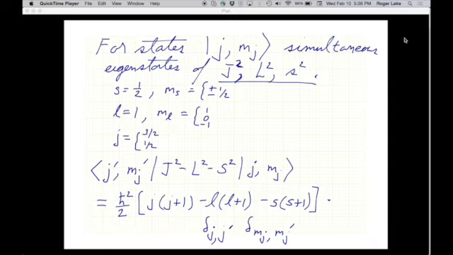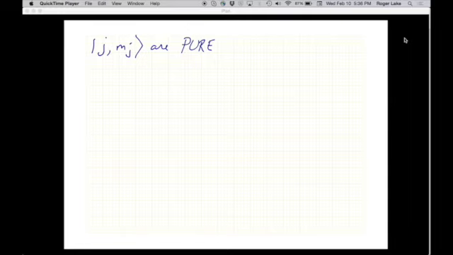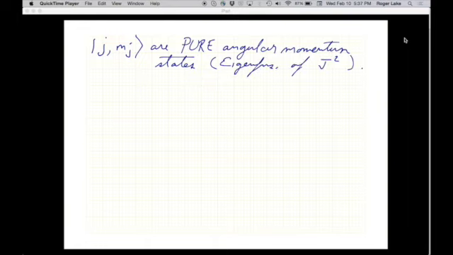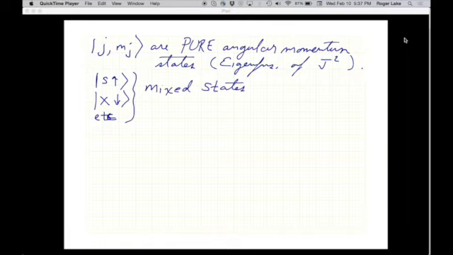So in this total angular momentum basis, all these operators are diagonal. We call these pure angular momentum states, and they're eigenfunctions of J squared. The basis that we're starting from, what you call a direct product basis, are what you call mixed states, and they're not eigenfunctions of J squared.